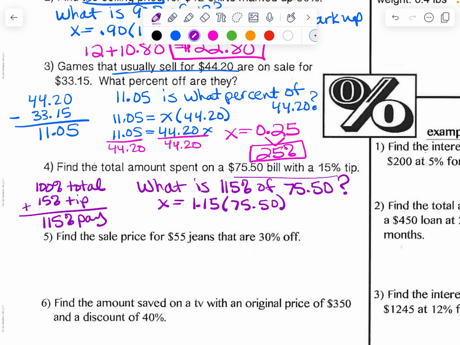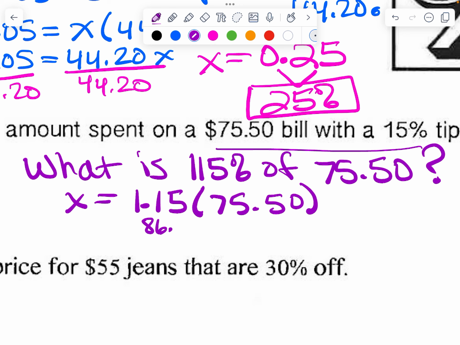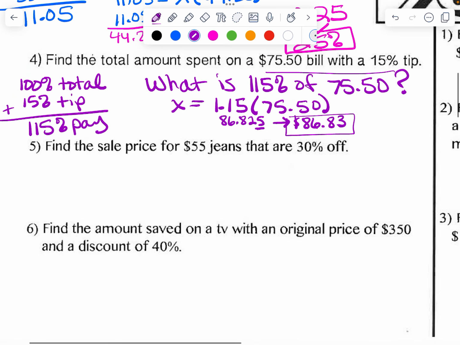All right, a couple more here. Next one says, find the sale price for a pair of jeans that are 30% off. So like the previous problem, I can find 30% of $55 and subtract it because I'm saving. I added in the previous problem because tax is adding to your total, but a discount is subtracting from your total. So I can find 30% of 55 and subtract it, or like we talked about here, if we pay full price, it's 100%, but if we're saving 30%, then we're only paying for 70% of the jeans.